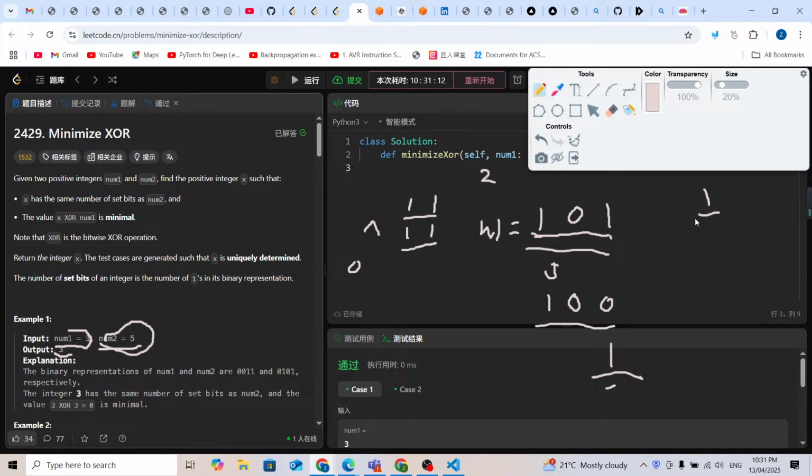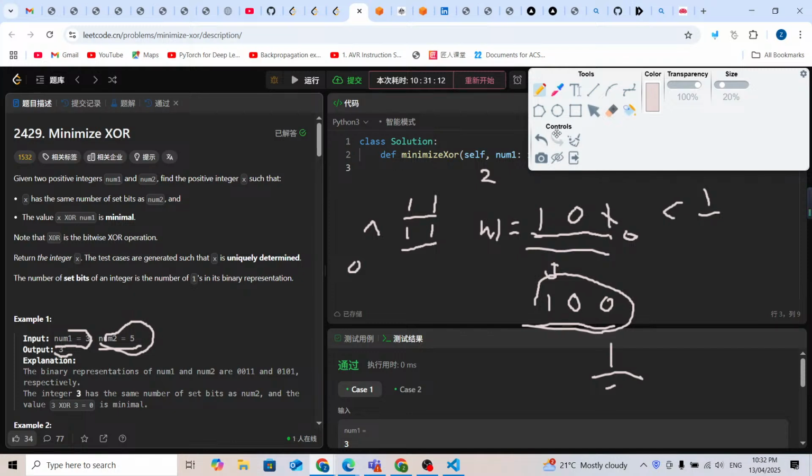So this means if the number of set bits of nums2 is less than the number of set bits of nums1, we're going to check from the right to the left, and we're going to set the bits from the right to the left. If there's a 1, we're going to set it to 0. So this means it's going to be the number 4. So 4 XOR 5 is going to be 1. This is exactly what we are doing. How can we get this 4? Actually, we can directly use the XOR operation from the right to the left.